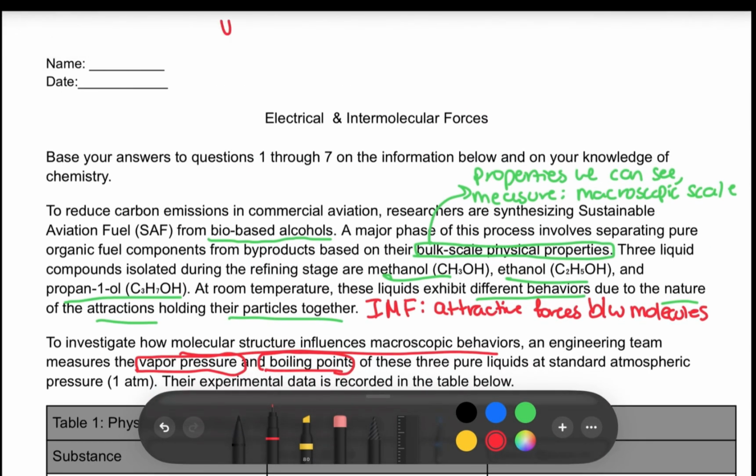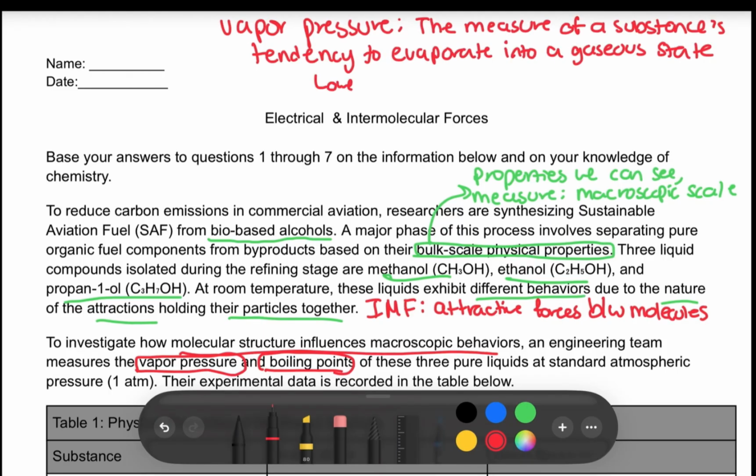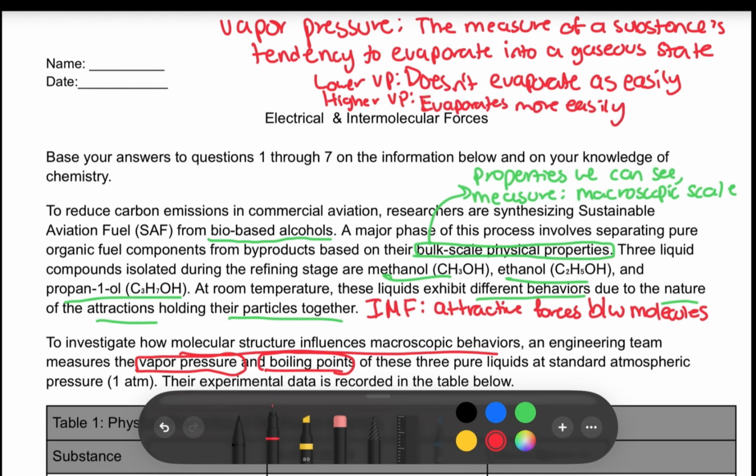Vapor pressure is the measure of a substance's tendency to evaporate into a gaseous state. If we have a lower vapor pressure, that means that in a closed container, the molecules aren't escaping or trying to evaporate into a gaseous state as easily. But if we have a higher vapor pressure, that means it evaporates more easily, so it has a higher tendency to evaporate in a closed container.